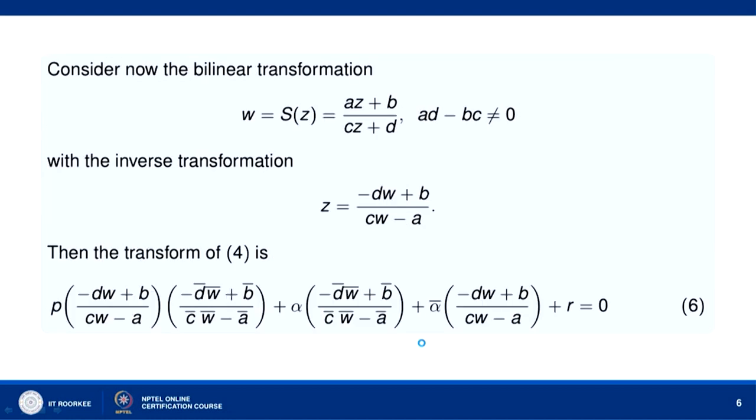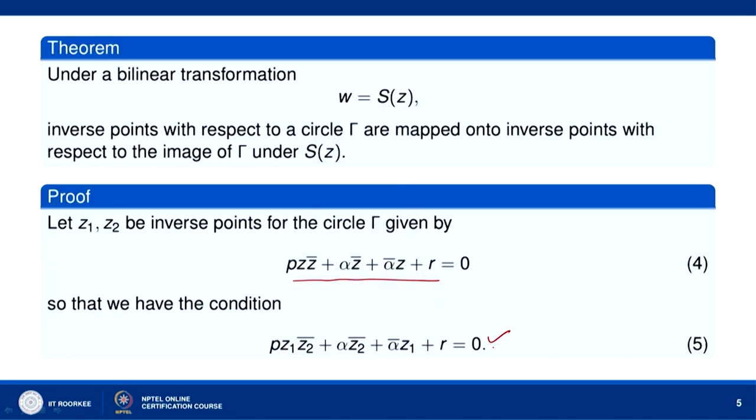Now, let us consider the transformation W equal to S z to be A Z plus B over C Z plus D, where A D minus B C is non-zero. Then we can write the inverse bilinear transformation, Z equal to minus D W plus B over C W minus A. Let us put the value of Z as minus D W plus B over C W minus A in the condition, P Z1 Z2 conjugate plus alpha Z2 conjugate plus alpha conjugate Z1 plus R equal to 0. So, let us put in this and see what is the condition that we get.